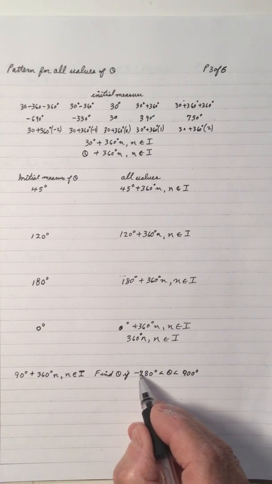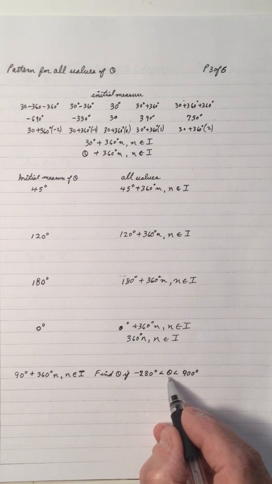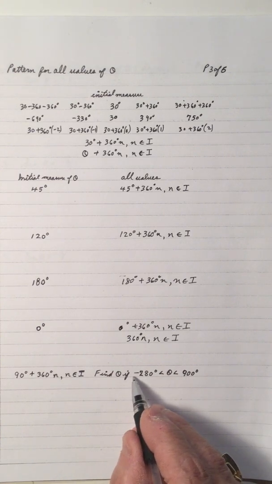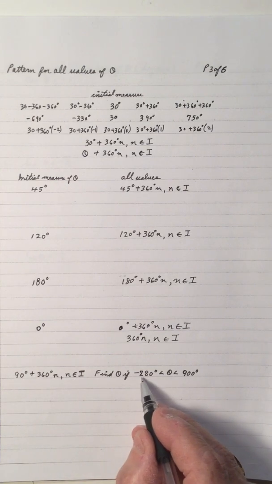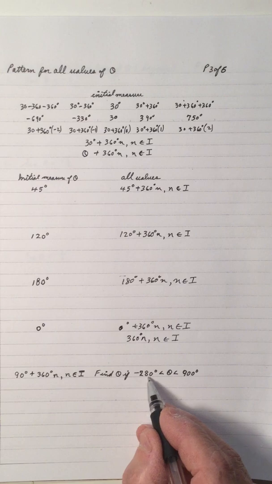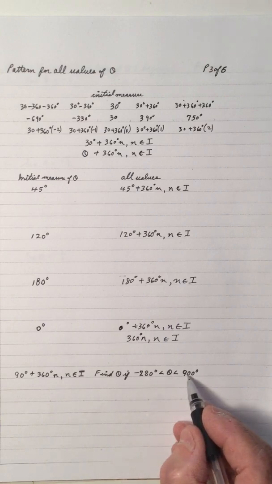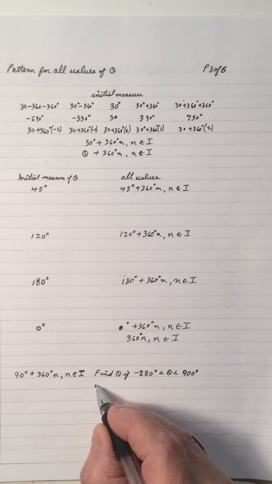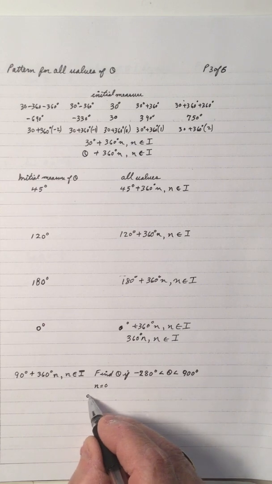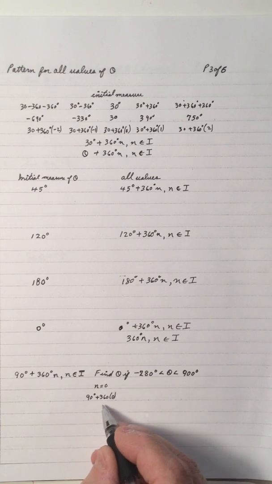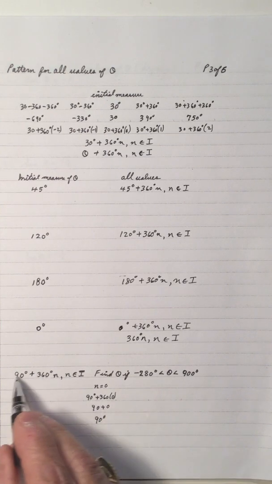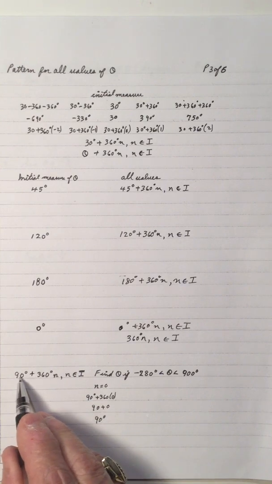Find theta if you have negative 280 less than theta less than 900. That means for this notation, we want all possible values between negative 280 and 900. Well, let's look at when n is 0. So 90 plus 360 times 0. So that's 90 plus 0, which is 90. The initial, when n is 0, we get a 90.